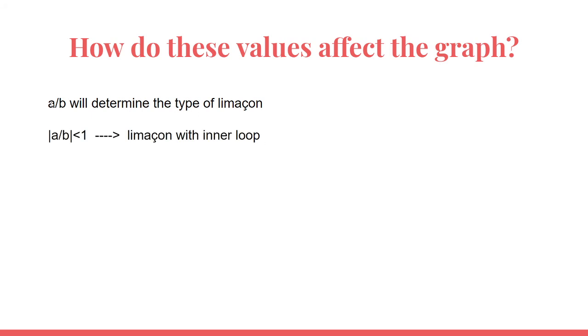So a and b are going to determine the type of Limaçon you have. First of all, the Limaçon with an inner loop. That is when the absolute value of a divided by b is less than 1. So when it's less than 1, you'll see that it's got the inner loop here. a divided by b is 1/2, and that's why it creates this inner loop.